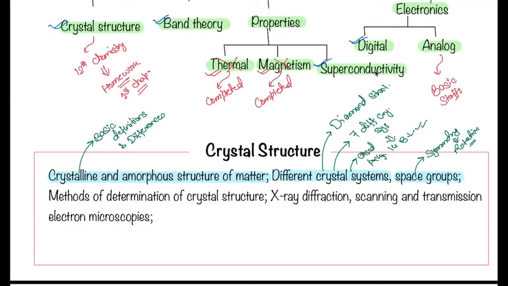Now, next we will see the methods of determining the crystal structure. We have 3 methods. We will see all these methods. Next, X-ray diffraction, Bragg's law, right? Scanning and transmission electron microscope. We will do only the principle and structure, right? And what are the differences between the scanning and transmission electron microscope? Which one is better? Which one is used for what purposes? All these things we will study.